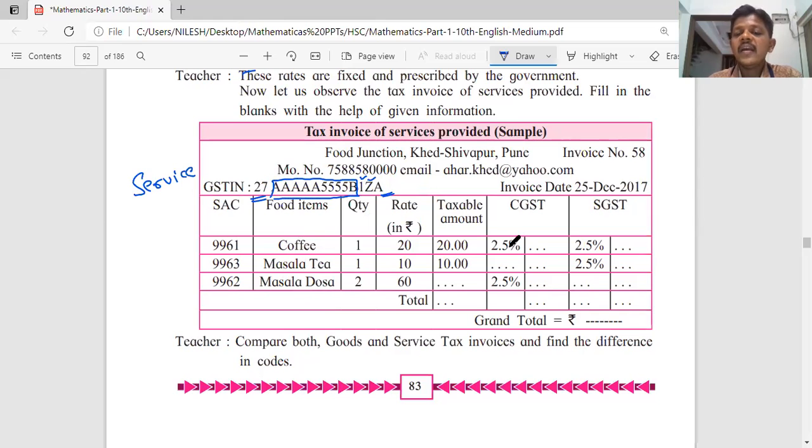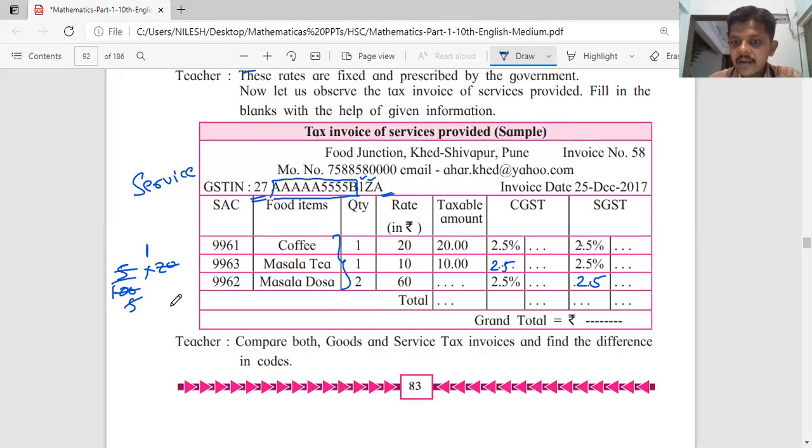Again, coffee is total 2.5% plus 2.5%, means total 5%. All the beverages or the food items are generally at 5%. So again, 2.5 here, 2.5 here. So one coffee, ₹20. 5% of 20. Immediately you can calculate 5 upon 100 into 20. Don't calculate 2.5%, it's very difficult. Calculate this. So 5 twos are 10, 5 and 5 get cancelled, ₹1.